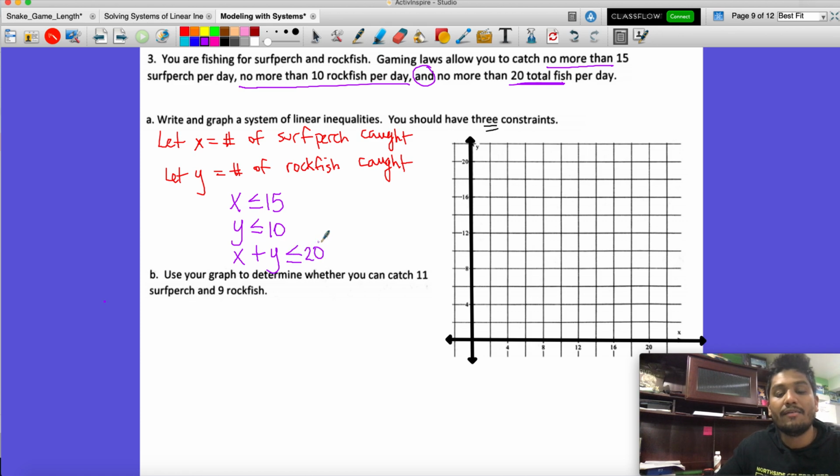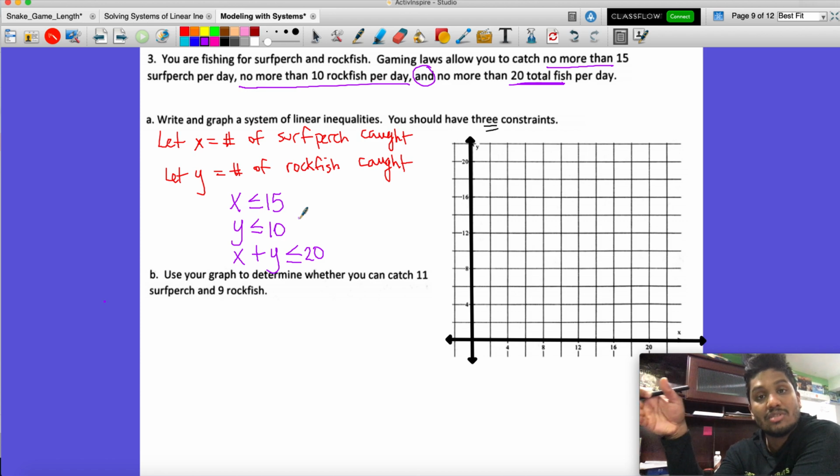Right now, I know you're probably looking at this, and maybe if you're good at mental math, you're probably like, oh, but this is 25 right here. So how does this even work? Well, the law just says that you can't get more than 15 surf perch. Not everyone who goes fishing wants to fish for both types of fish. Maybe somebody just wants to go and get surf perch, and maybe the other person just wants to get rockfish, and then there are those that want both of them.